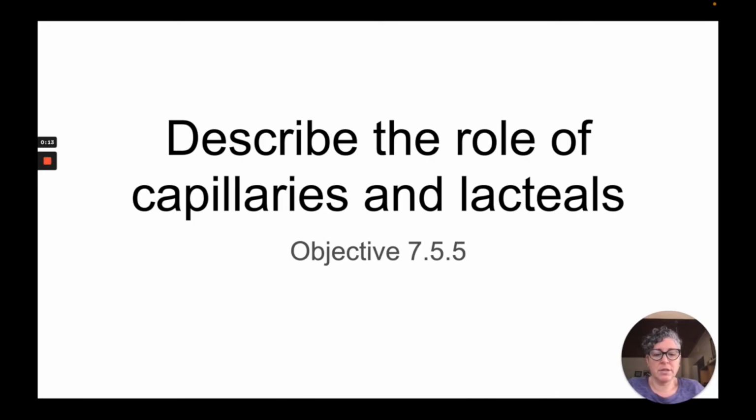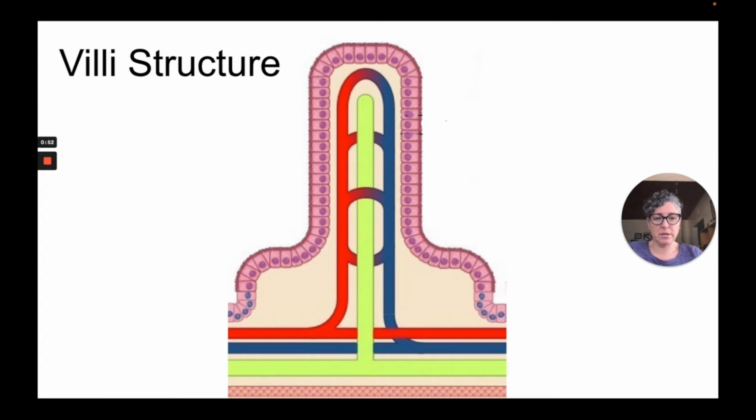This video covers the IGCSE Biology Objective 7.5.5 on the 2025 CAIE syllabus to describe the role of capillaries and lacteals. All right, so let's just remind ourselves of the structure of the villi so that way we can understand what we're going to discuss in the next few slides.